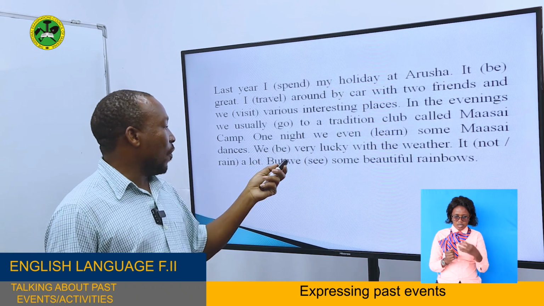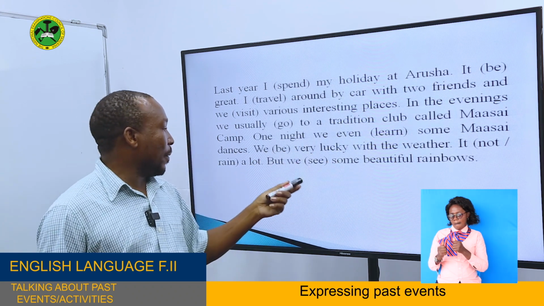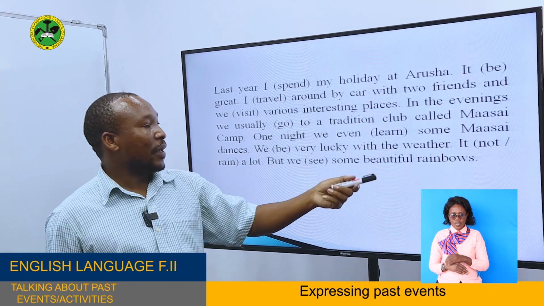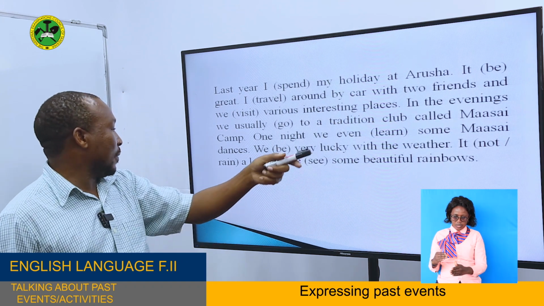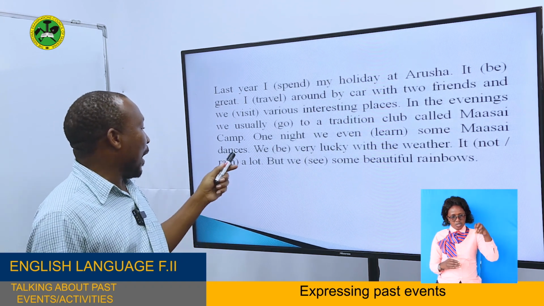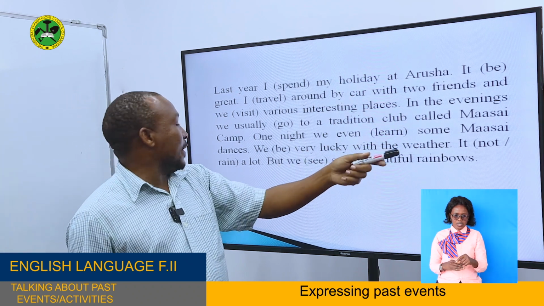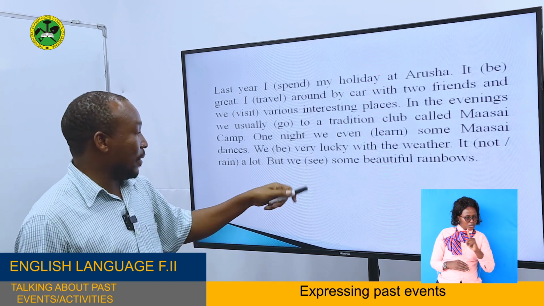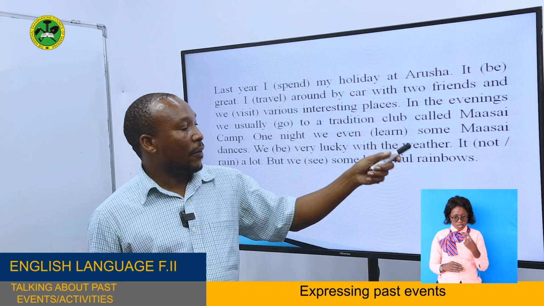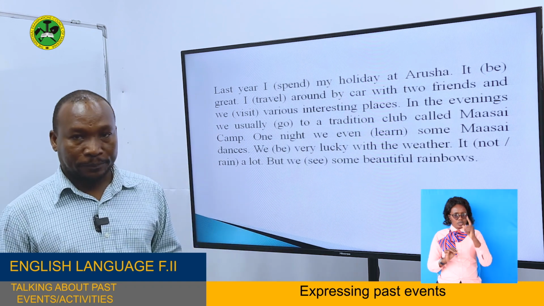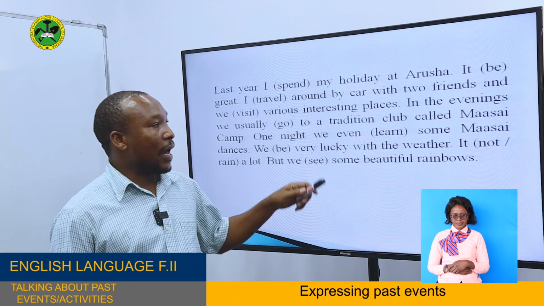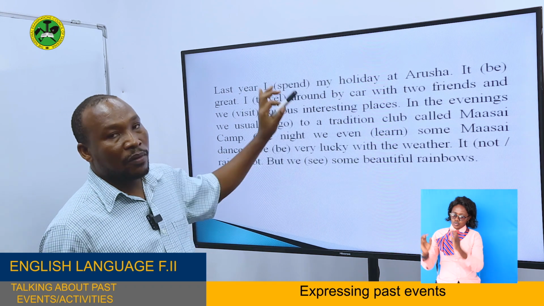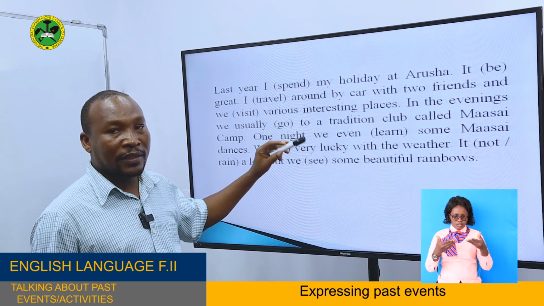We, verb to be, very lucky with weather. Because we is plural, this will be we were very lucky. Lastly, it not rain a lot. Therefore, it didn't rain a lot. But we saw, in bracket you see, we saw some beautiful rainbows. This is how we can change the verbs in the brackets to suit simple past tense, to state past activities or past events.